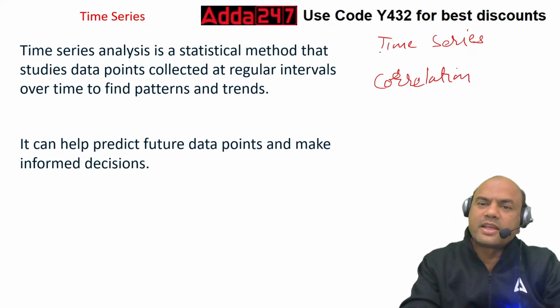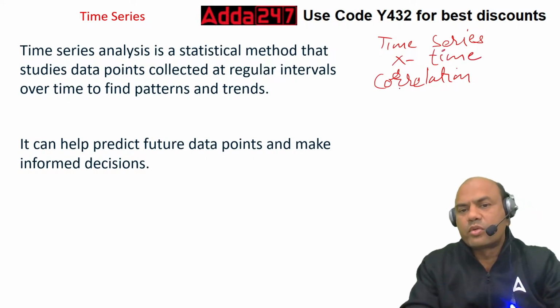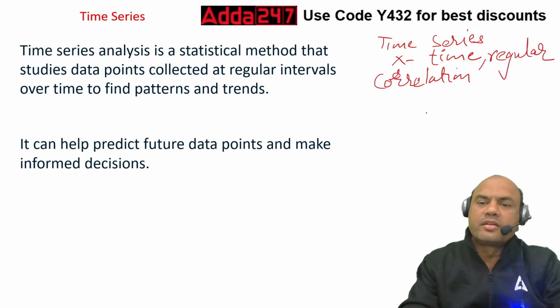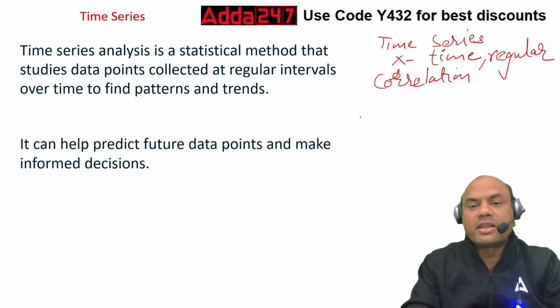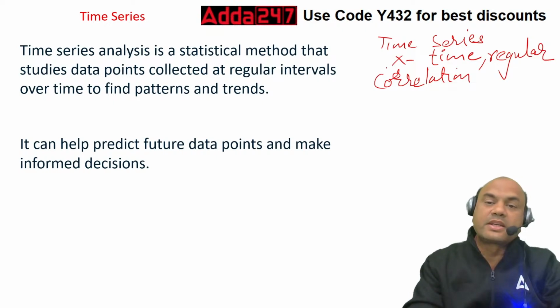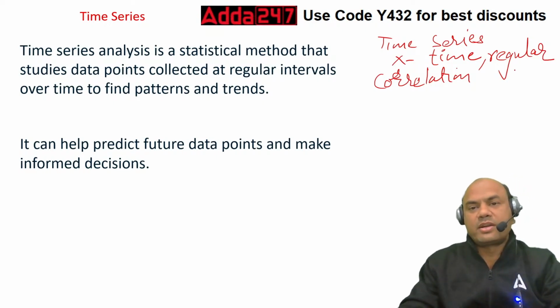In time series, X is always time. X is always time. Very important. And in correlation, it's not compulsory. X can be anything. In time series X is always time and X is regular. Regular means X will be like this: 1 year, 2 year, 3 year, 4 year, or 1 week, 2 week, 3 week, 1 day, 2 day, 3rd day, 4th day. So basically in the regular series you will have it.